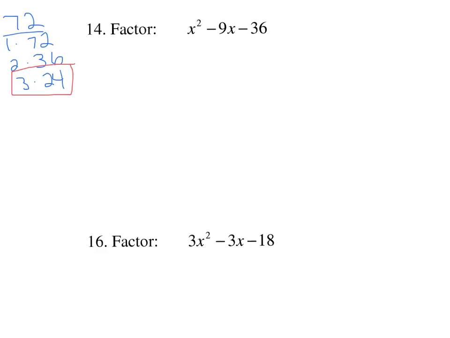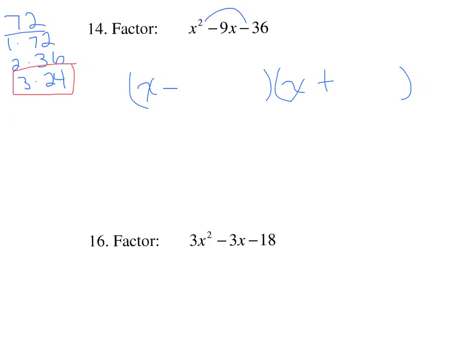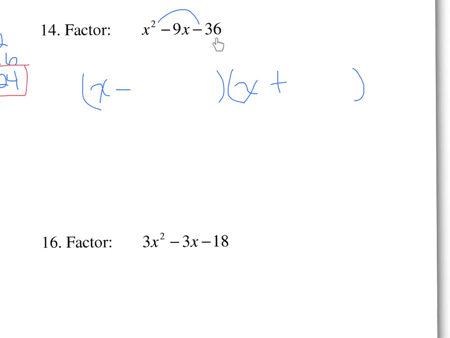Number 14, x squared minus 9x minus 36. So x times x. Bring down the first sign. Multiply the two signs. Negative times negative makes positive. And again, we're subtracting. So we're looking for two numbers that will multiply to make 36, but subtract to make 9. So let's write them down. 1 times 36, 2 times 18, 3 times 12, 4 times 9, 6 times 6. Those are the factors of 36.